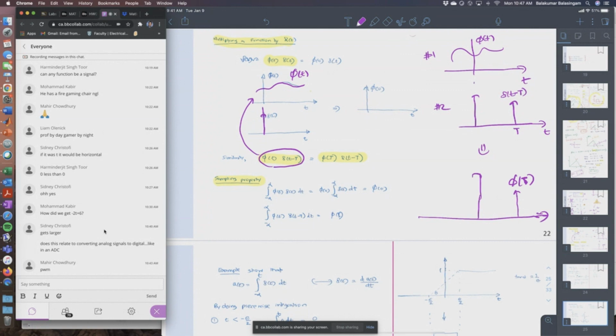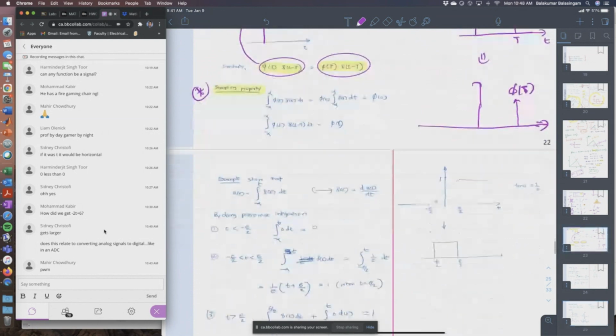Phi t times delta t minus t, when you multiply, becomes phi capital T, because the picture I just drew on the right explains why. So it's important. These two are important. We'll be using them a lot.